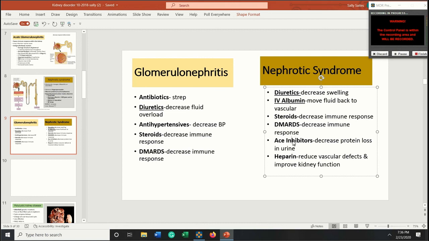Okay. And then heparin has been known to work well in most kidney disorders. But what it does is it improves the kidney function and it helps prevent some small clots, especially if they're dehydrated or have hypovolemia. Clots are more likely to form, and so it's going to help prevent those clots from forming.